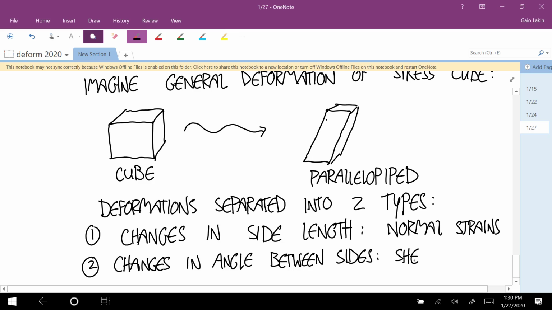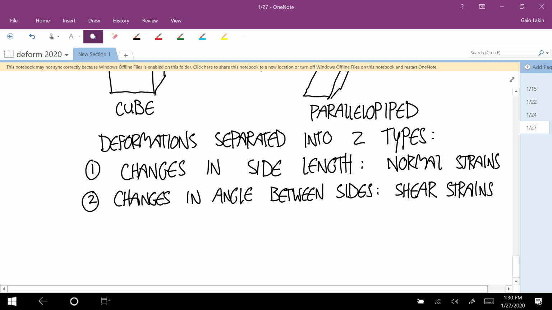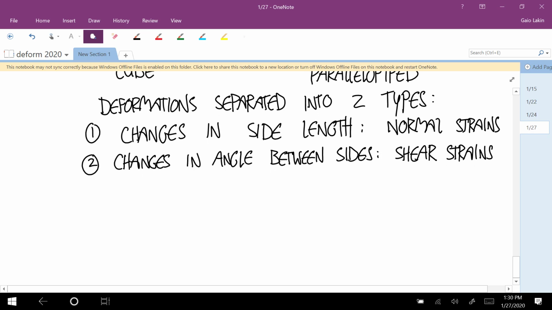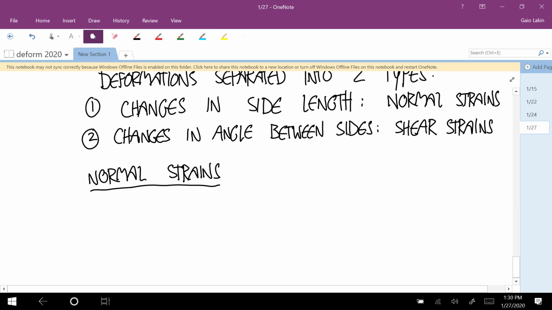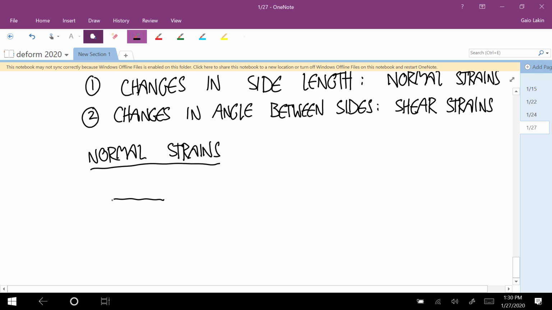And that's what we're going to call the shear strains. So I'm going to define these two things separately. So first, let's do the normal strains. So let's say that originally, and let's say we're looking straight on to the XY plane. And let's say that this stress cube has a length capital L0 in each of these two directions.